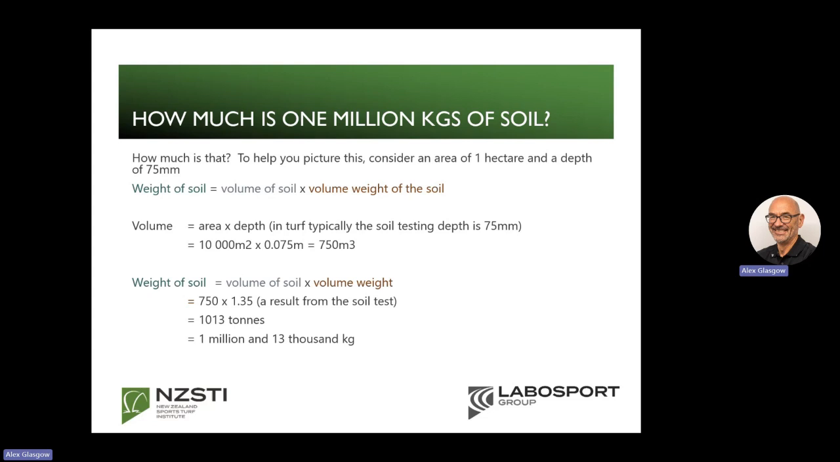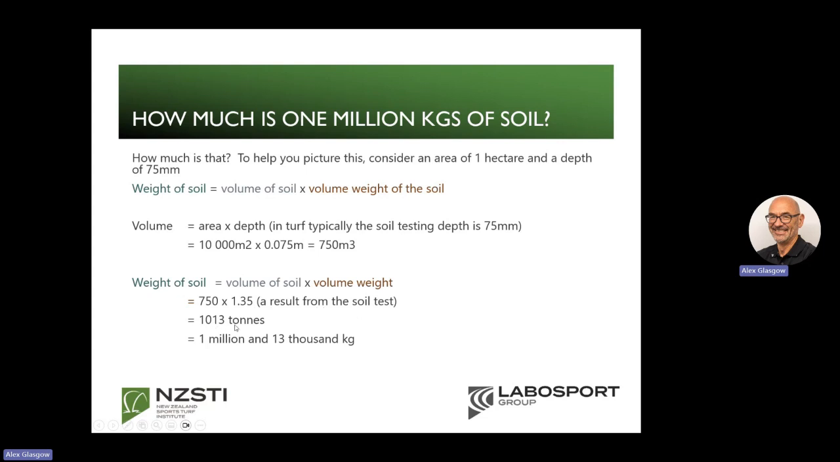Okay, to work out the weight of the soil, it's the volume of the soil times the volume weight of the soil. So the volume of the soil, that's the area times the depth, and so that is 10,000 meters squared, that's 1 hectare, times 0.075 meters, which is 75 millimeters expressed in meters, and that gives us a total volume of 750 meters cubed. So now we can calculate this because we know a volume and we know the volume weight, which is a number on the soil test result. So just an example of that calculation. 750, the volume, times 1.35, which is the result from the soil test.